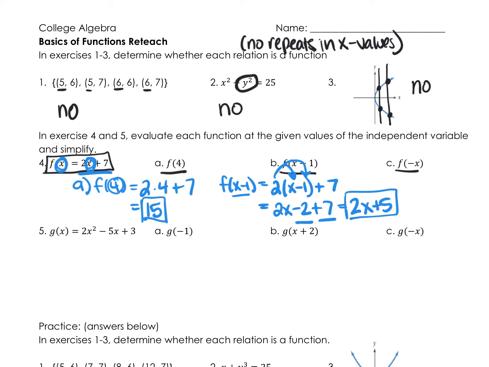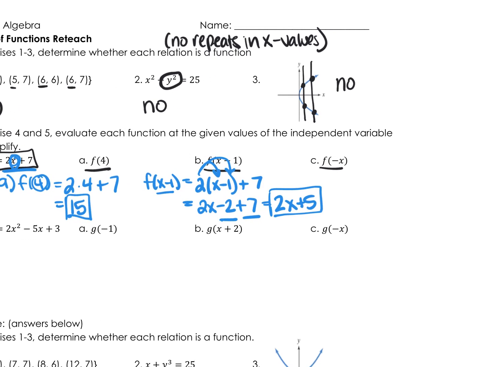For f of negative x, we will do the same thing. Plug in negative x wherever there's an x. So now we'll have 2 times negative x plus 7. 2 times negative x is just negative 2x. That's what negative 2 times x means, is negative 2 times x plus 7. And that's what this simplifies down to. You can't combine any more like terms, so that's as far as this one goes.